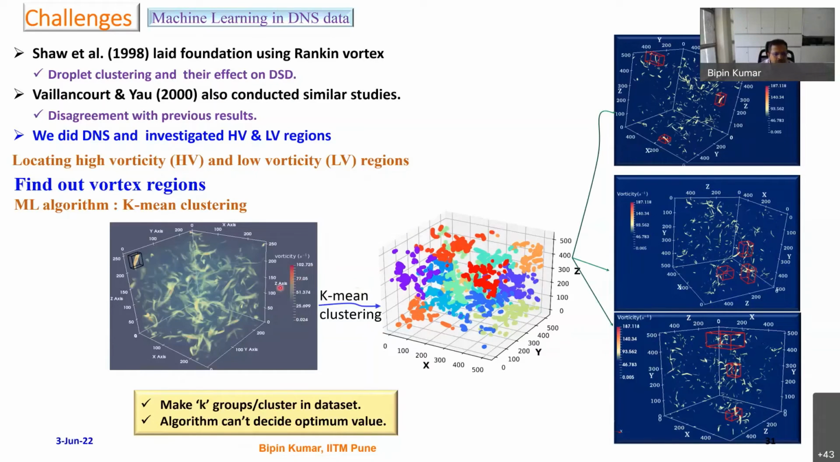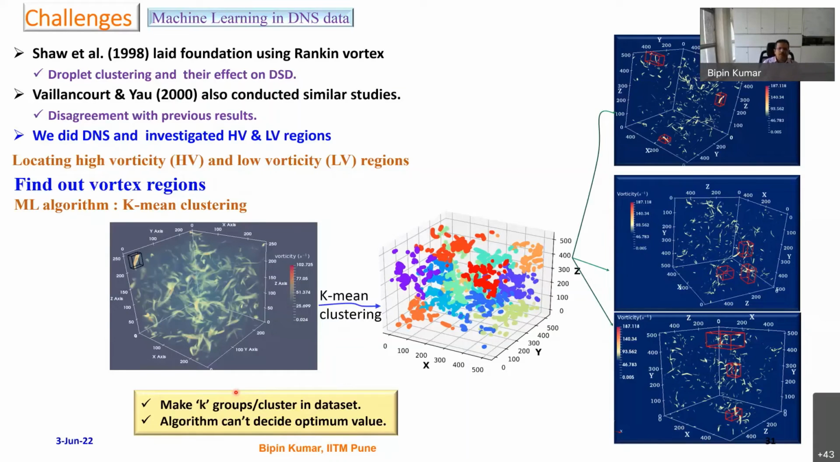So we first calculate the vorticity from all the data, from UVW. On the vorticity data, we apply the k-means clustering. Actually, this algorithm cannot decide the optimum value, so we have to give some value. So we did a lot of data pre-processing, and found how much intensity we want. We decide this is the high vortex area, this is the low vortex.